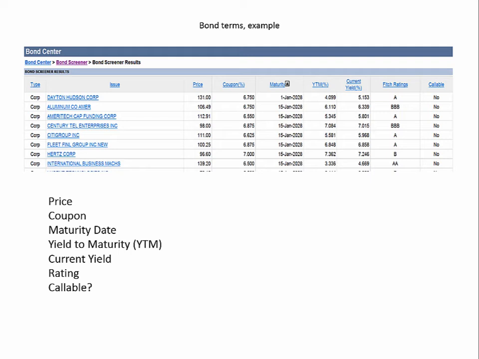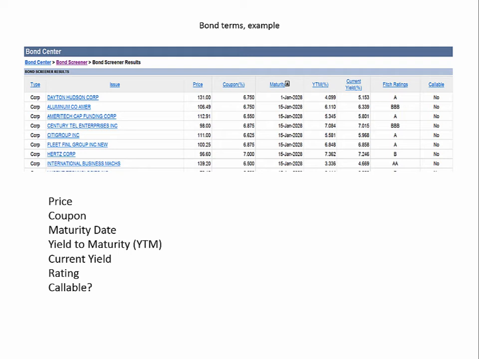Two other things which aren't really important from an accounting perspective, but they're important to know. First is the bond rating. That reflects the creditworthiness of the borrower. Dayton Hudson Corporation has an A credit rating, so they're deemed to be a good credit risk. That's a high-quality bond. Directly below them, Alcoa, Aluminum Company of America, their bonds are rated BBB, which is a fairly low credit rating, so they're not a very good credit risk.